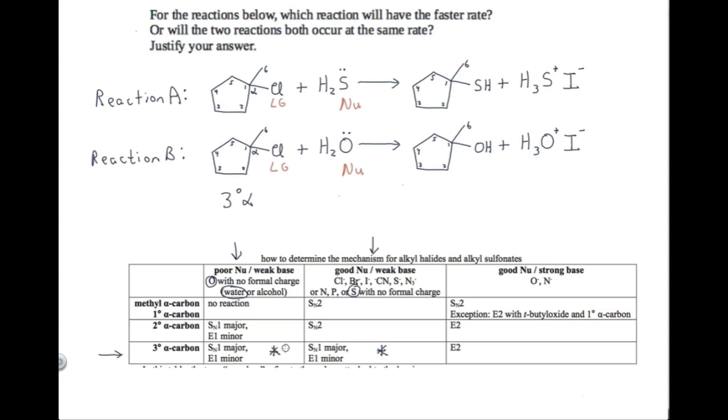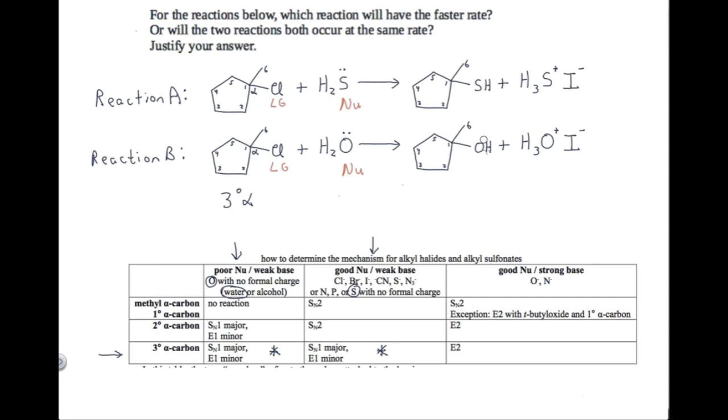But notice that in both cases, the same mechanisms are predicted. So the table predicts the same mechanisms for reaction A and reaction B. And we expect that this is going to be a substitution reaction, not elimination. You can see it really is substitution because we're substituting the sulfur nucleophile for the chlorine. From the product that was drawn for you here, you can see the sulfur nucleophile has been substituted for the chlorine. And in this case, you can see that the oxygen nucleophile is being substituted for the chlorine.